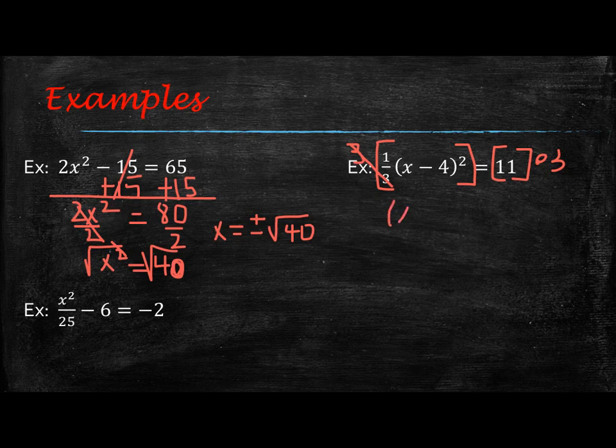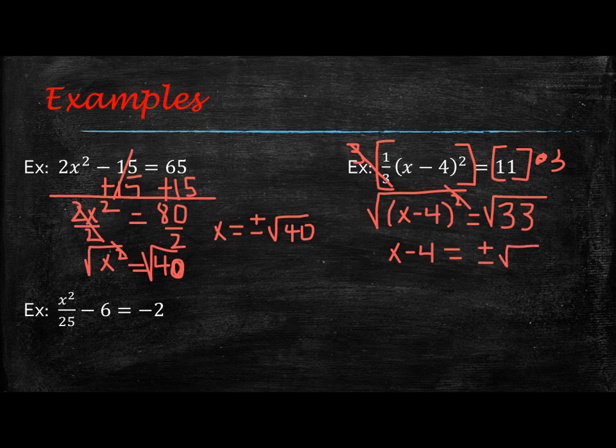So then you'll just have (x minus 4) squared. And then here, when you multiply that 11 by 3, you get 33. At this point, to get rid of your square, you take the square root. Those are inverses of each other. And so we have x minus 4 equals the positive and negative square root of 33.